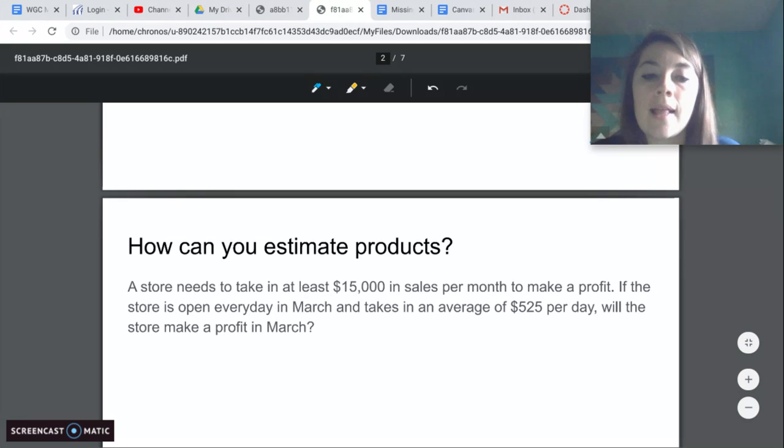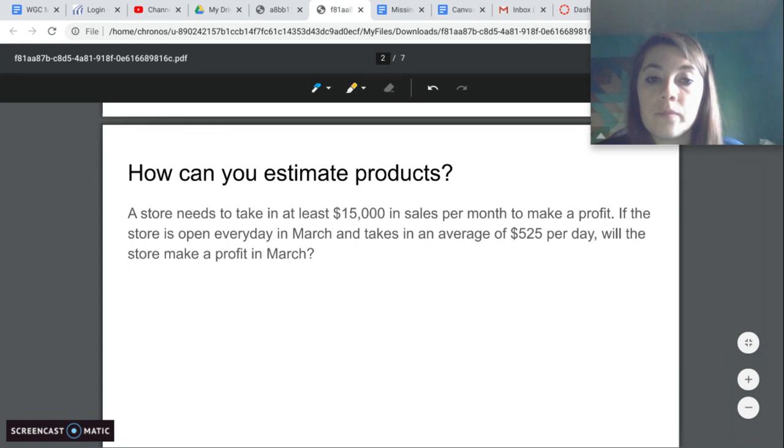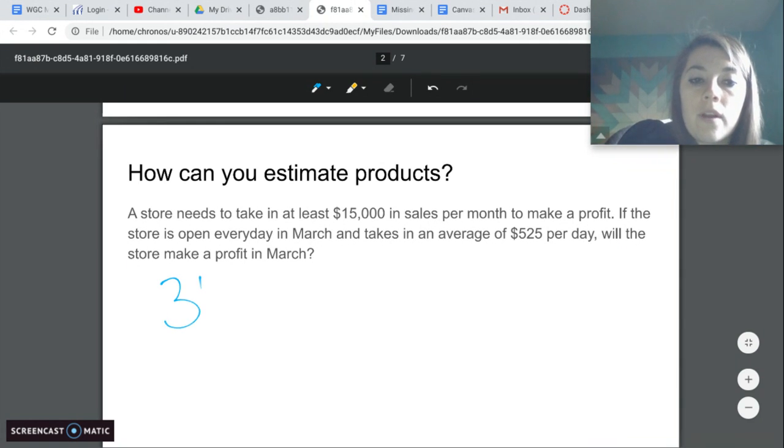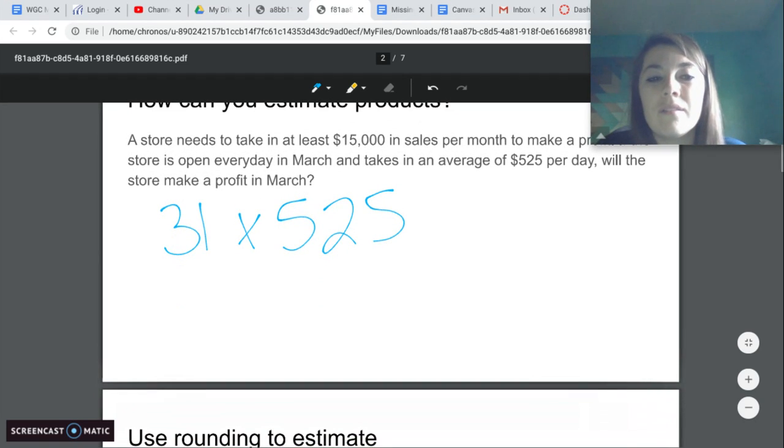A store needs to take in at least $15,000 in sales per month to make a profit. If the store is open every day in March and it takes in an average of $525 per day, will the store make a profit in March? March has how many days? 31 days in March, and we multiply that by the $525 per day. Well, 525 times 31 isn't necessarily the easiest thing to do.